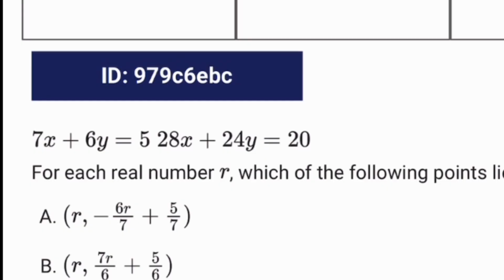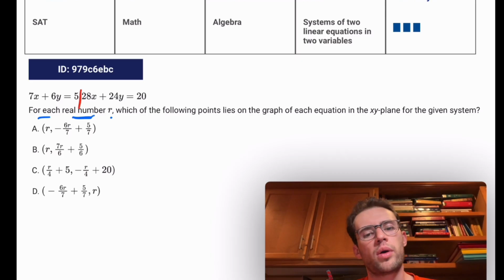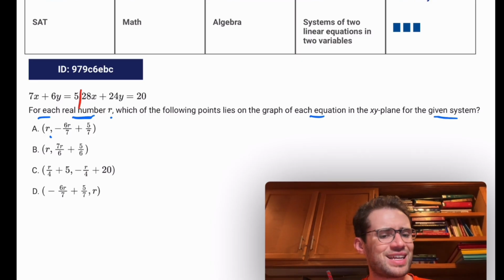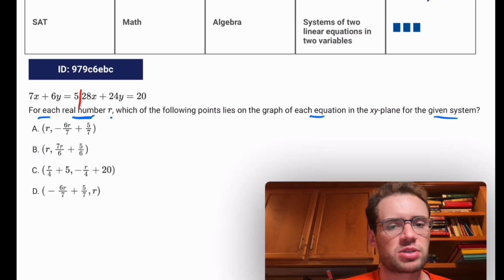All right, another system here. 7x plus 6y equals 5, and 28x plus 24y equals 20. For each real number r, which of the following points lies on the graph of each equation in the xy plane for the given system? Are you plugging in r for the x, for A or B, or it looks like r is the y value over here? C looks really annoying. I'm hoping that one of the other ones works so that, I mean, I'll probably still go over it because I'm going over these solutions for you, but this one will be a little bit more annoying to plug in. I mean, it's still just basically substitution, but you're substituting all this stuff.